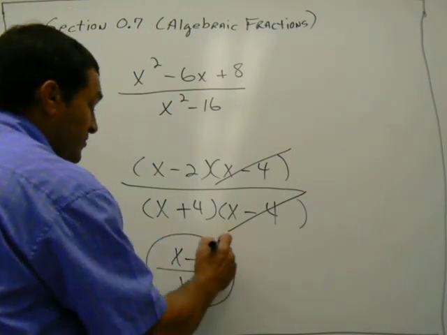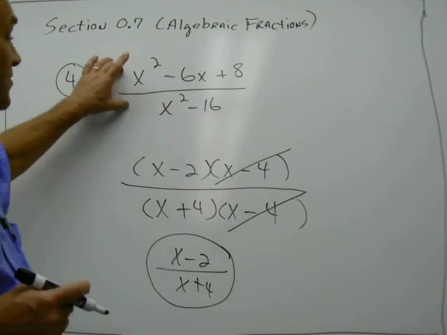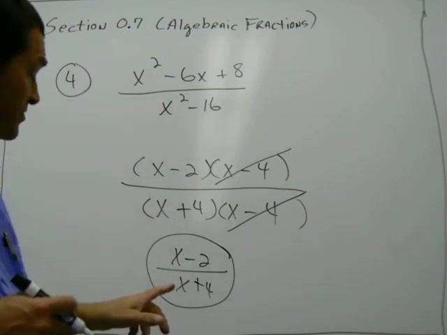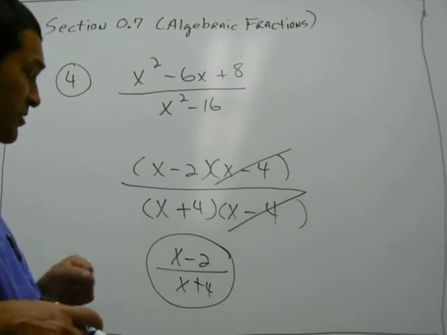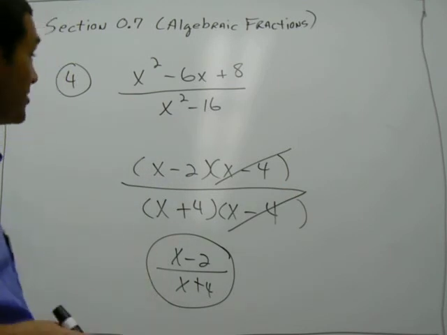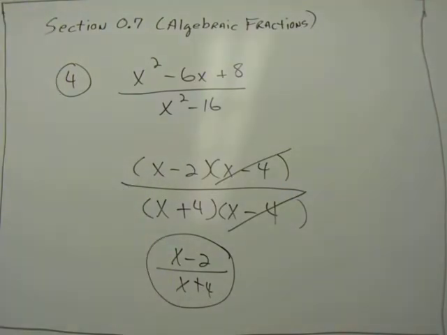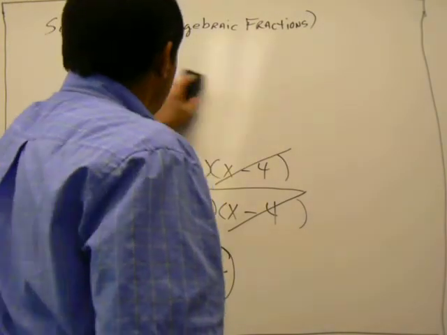This is what you get when you simplify the original expression that was given to us. Much easier to work with and evaluate than the original expression. And that's how you do it. Let's take another example. Let's work through number 8. We're on page 48, section 0.7.